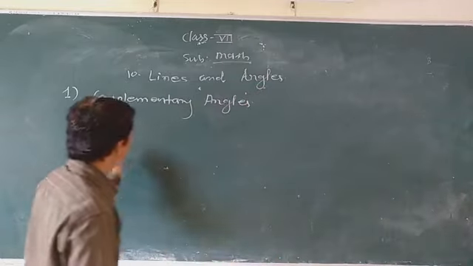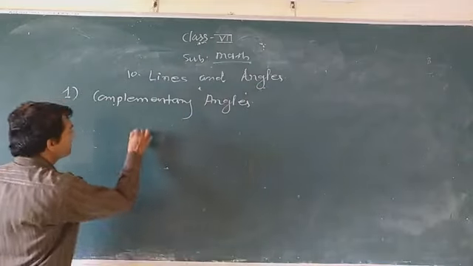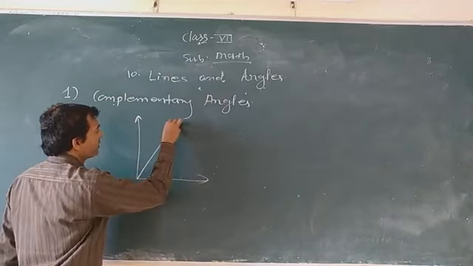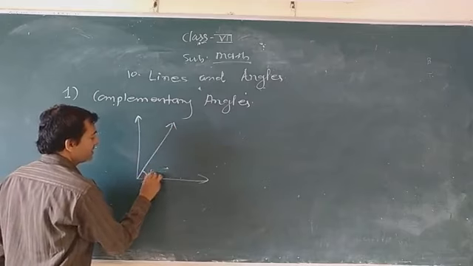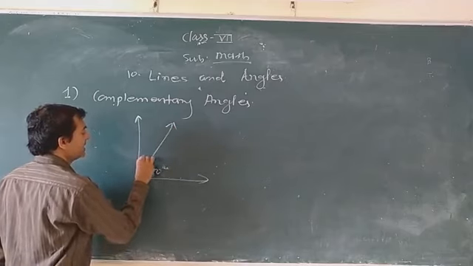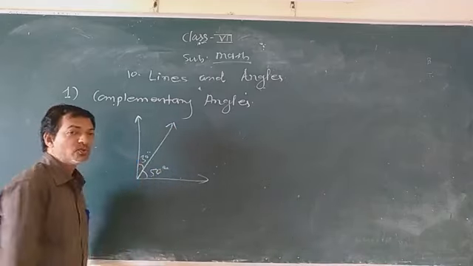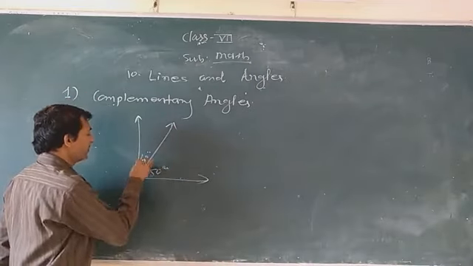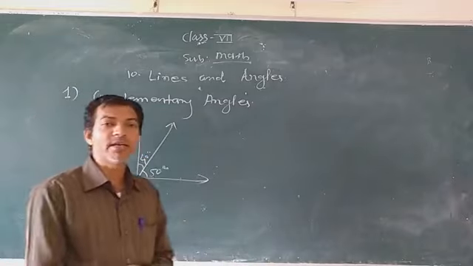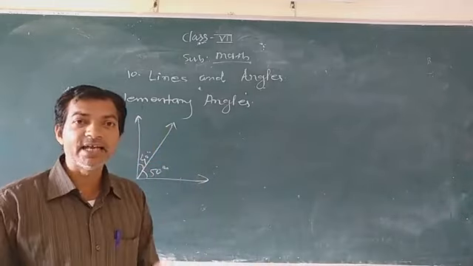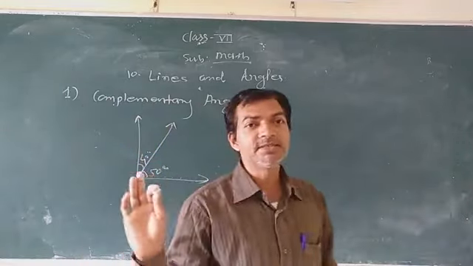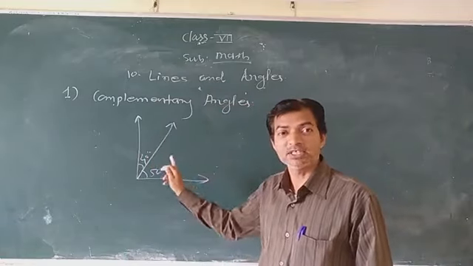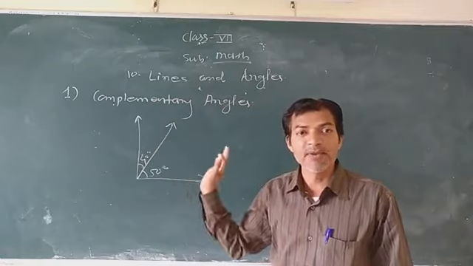And the sum of two angles means, suppose there are two angles. This is suppose 50 degrees and this is 40 degrees. If you add these two angles, what do you get? 50 degrees plus 40 degrees means 90 degrees. The sum of these two angles is 90 degrees, means we can say that these two angles are complementary to each other, or these two angles are complementary angles.